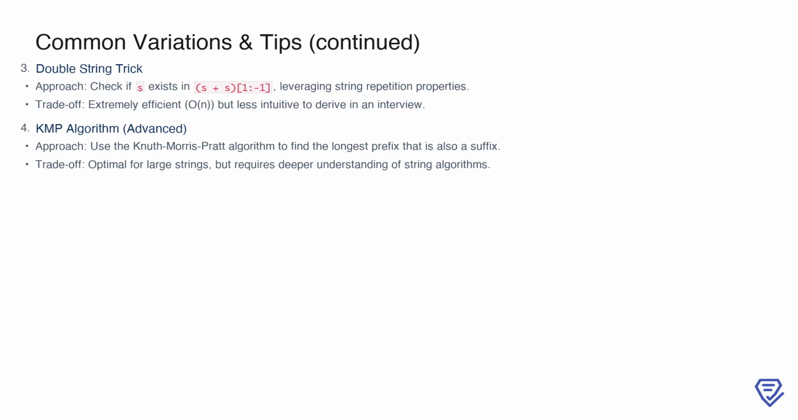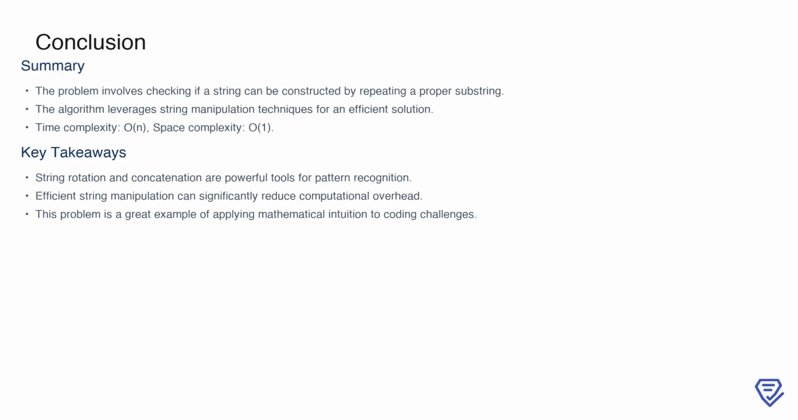Another advanced option is the Knuth-Morris-Pratt, or KMP, algorithm. This method identifies the longest prefix of the string that is also a suffix, providing insights into the string's repetitive structure. While the KMP algorithm is optimal for larger strings, it requires a deeper understanding of string algorithms and pre-processing steps. Mastering these techniques not only helps in solving this problem efficiently but also demonstrates strong algorithmic thinking and string manipulation skills. That's it for this problem.